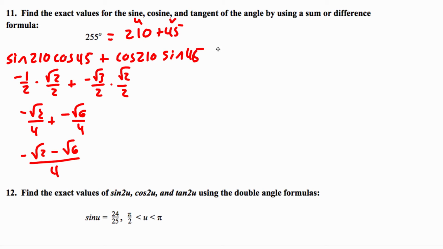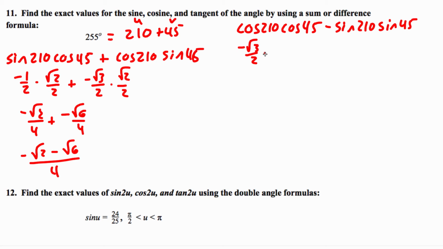Now if we're doing the cosine, the sum formula says we're going to do the cosine of 210 times the cosine of 45 minus the sine of 210 times the sine of 45. So again, we're just pulling those values off of the unit circle. Cosine of 210 is negative root 3 over 2 times the cosine of 45, which is root 2 over 2, minus sine of 210 is negative 1/2 times root 2 over 2.